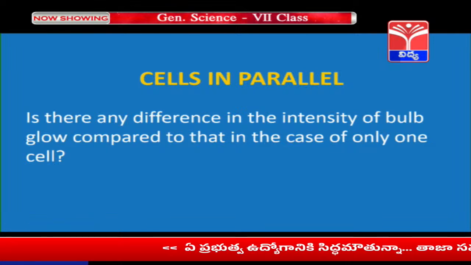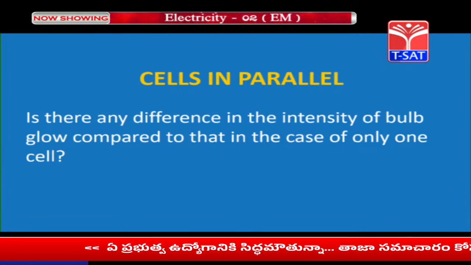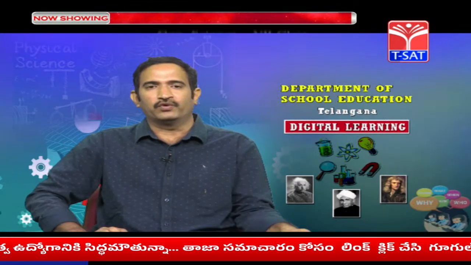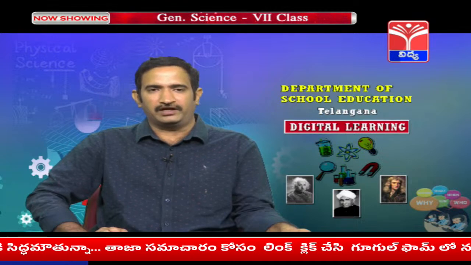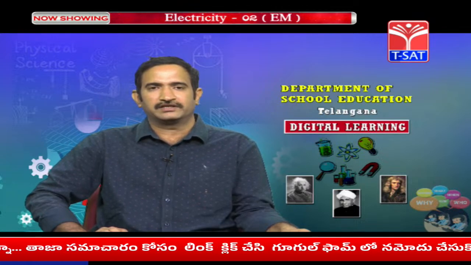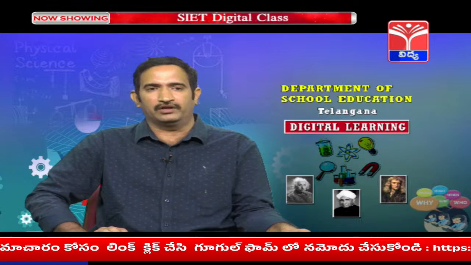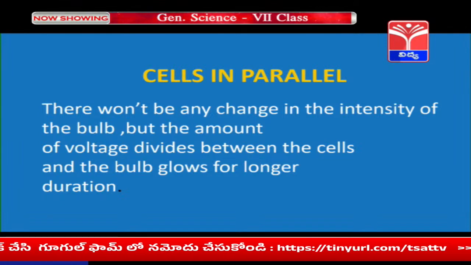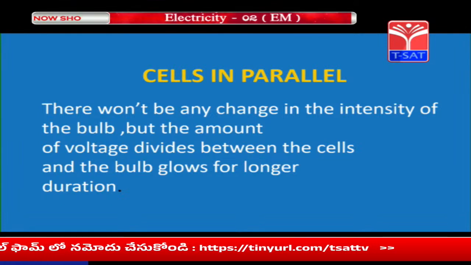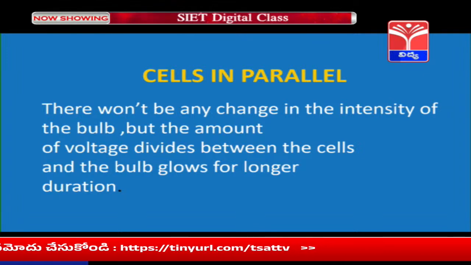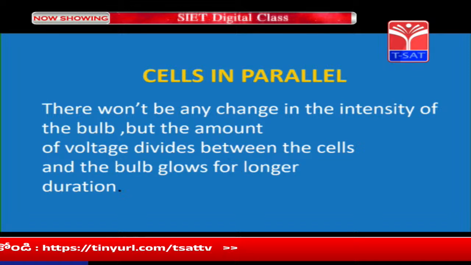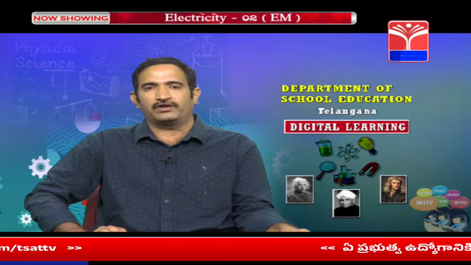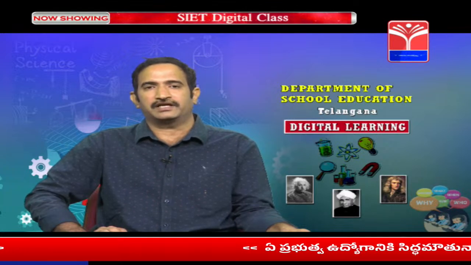Now is there any difference in the intensity of the bulb glow compared to that in case of only one cell? Here we won't find any difference because the voltage is distributed equally. There won't be any change in the intensity of the bulb, but the amount of the voltage divides between the cells and the bulb glows for a longer duration. Here we can increase the duration of the bulb by keeping more number of cells in this arrangement.